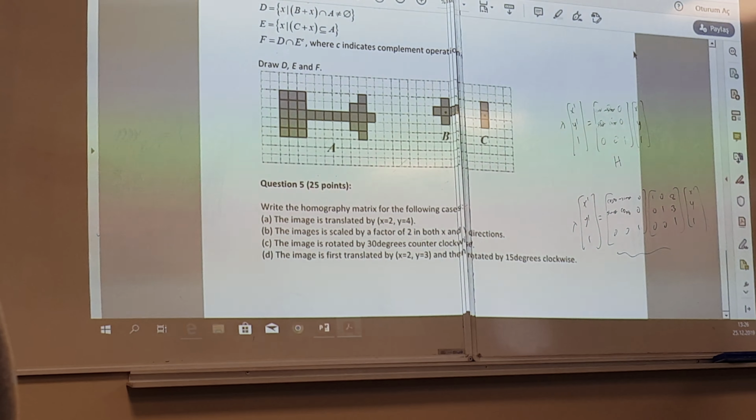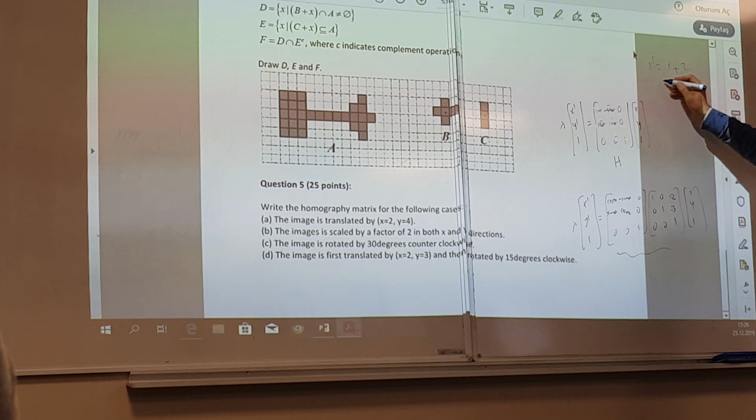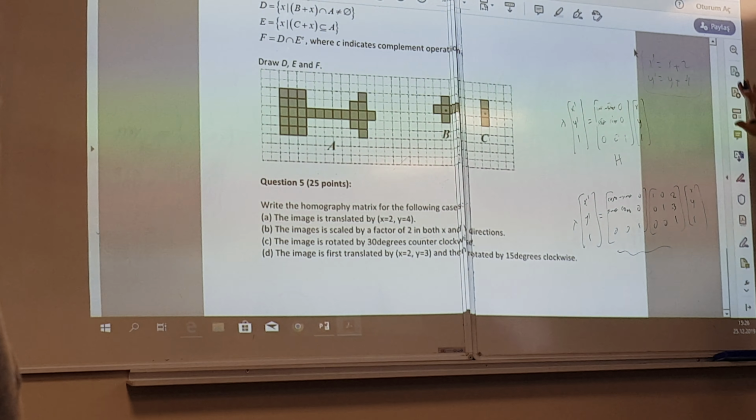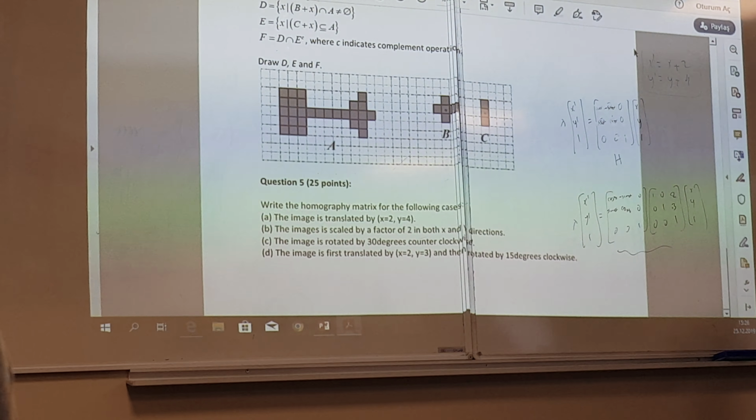Okay, we need to study that. Translation. For example, it says translate by x2, y4. So x prime is x plus 2, y prime is y plus 4. This is what we would like to have. But of course, we don't want to write it in this way because we may have a combination of those transformations. So what we do is we utilize this homography matrix, which is a 3 by 3 matrix. We can put all our transformations back to back and generate an overall transformation.